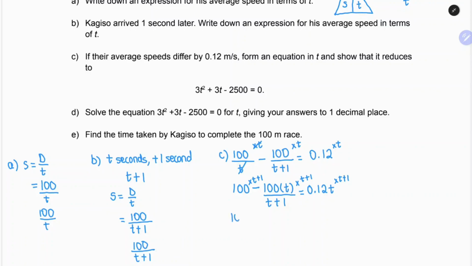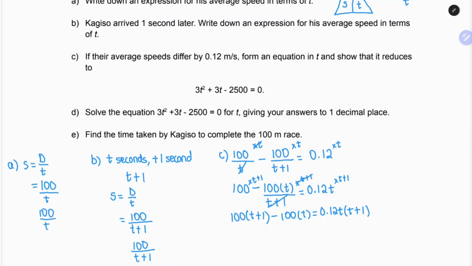So what we'll have is 100 times t plus 1. And then since t plus 1 times t plus 1 is the same as the denominator there, divided by t plus 1, times t plus 1 is able to cancel out the divided by t plus 1. So this will cancel out in this manner because they are the same, right? So minus 100t is equal to 0.12 times t plus 1, like in this manner.